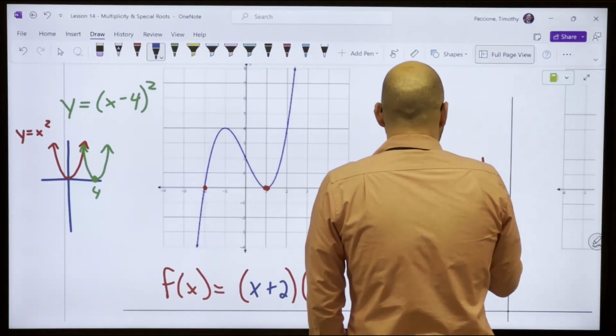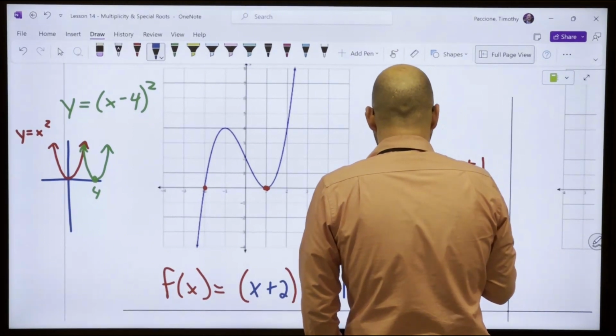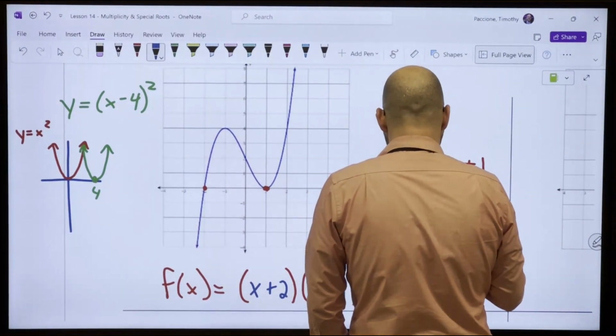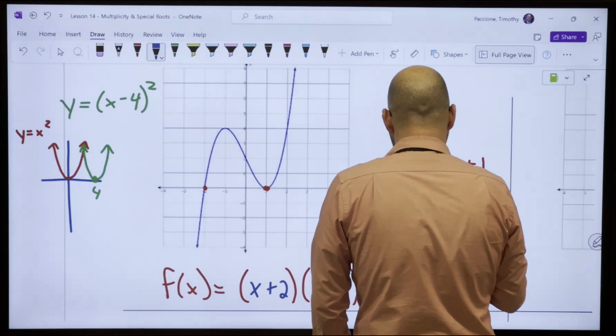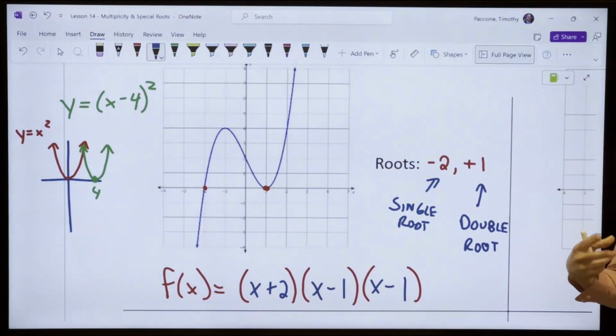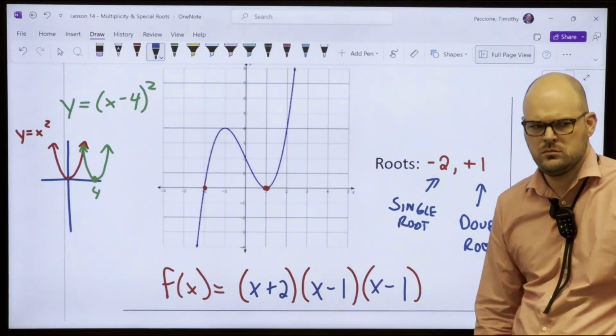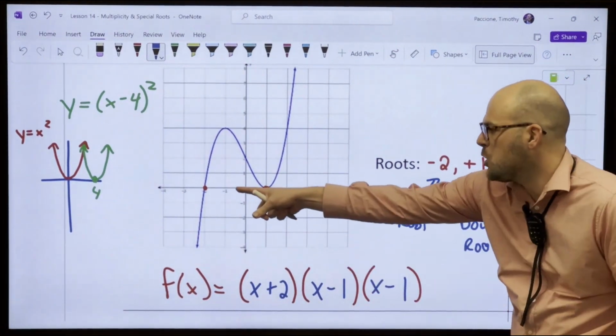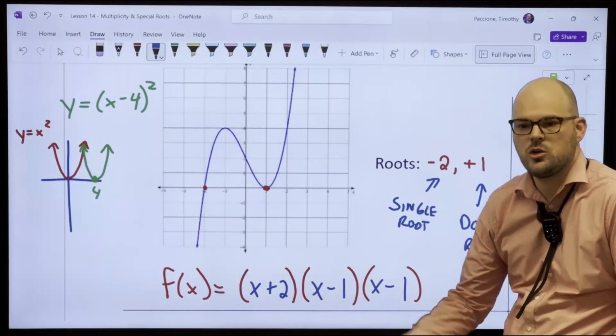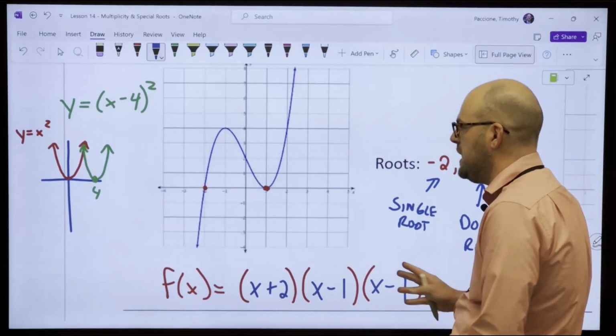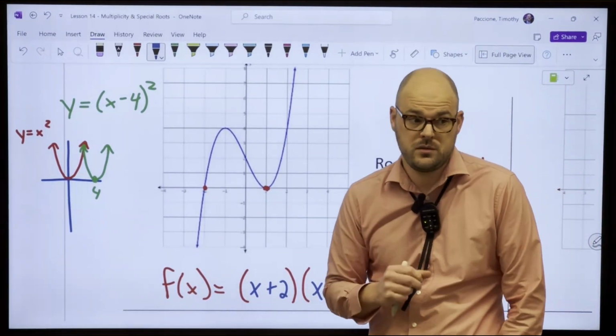Now, that makes -2 a single root, right? And that matters too, because at a single root, we should expect the same behavior all the time. What behavior did we say happens at a single root? What does our normal root do? It just crosses, right? And at double, turns out, looks like we bounce, okay?